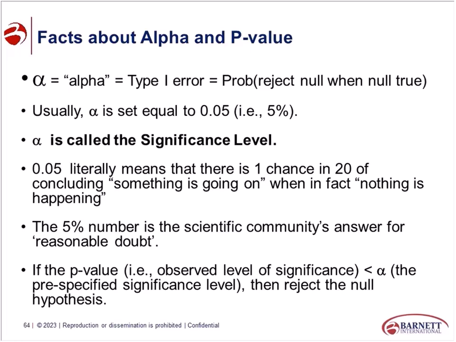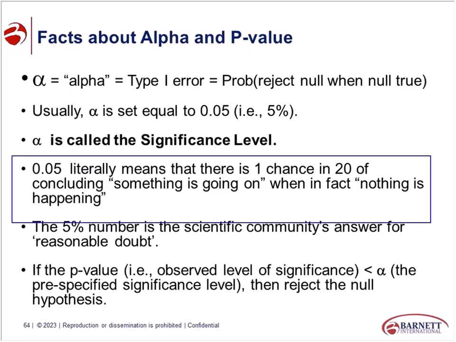What it really literally means, people throw around this alpha, 5%, is that there's one chance in 20. If you take 0.05, that's one chance in 20 of concluding something's going on when in fact nothing's happening. In other words, one chance in 20 of concluding that the drug is effective when it's not.